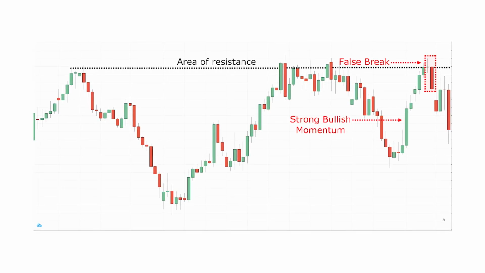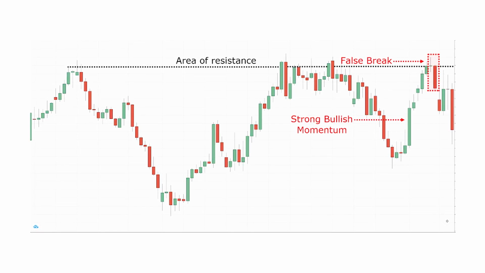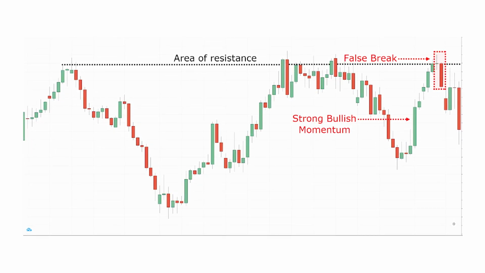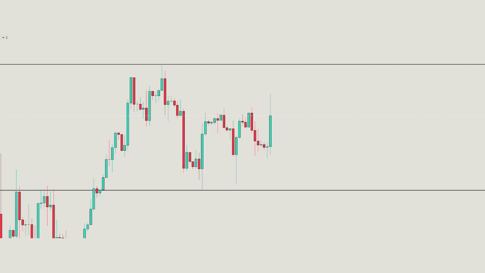To apply the system confidently, you need to understand: a false breakout is a situation when the price goes beyond the level, but does not continue the movement and immediately turns back. On the chart, it looks simple. The price approaches a strong level.